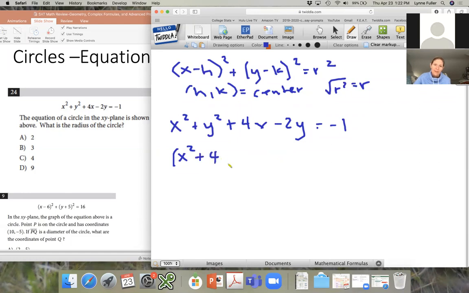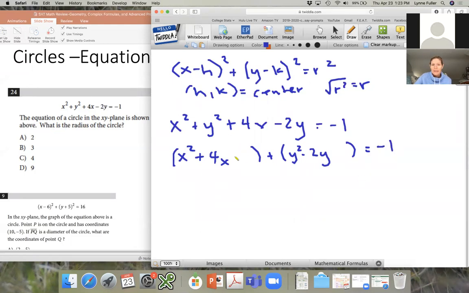So you're living in a triple in a college dorm. Okay, so x squared plus 4x, and we're going to leave room for our third term here. And then I have y squared minus 2y. Again, I'm going to leave room for the third term here, is equal to -1.